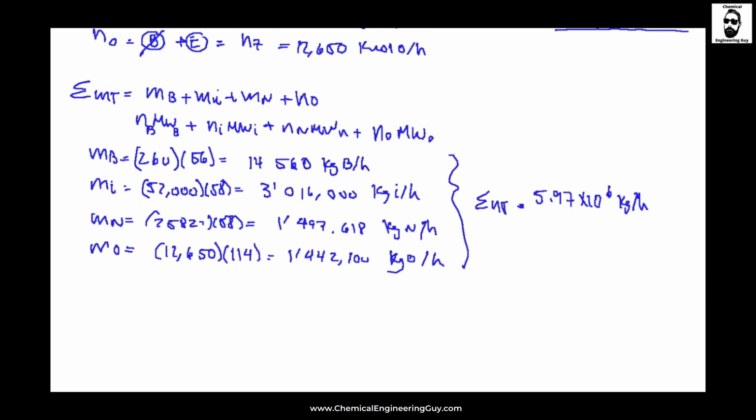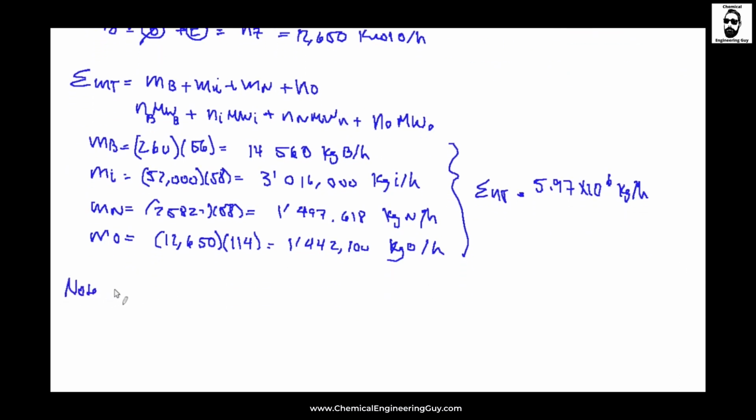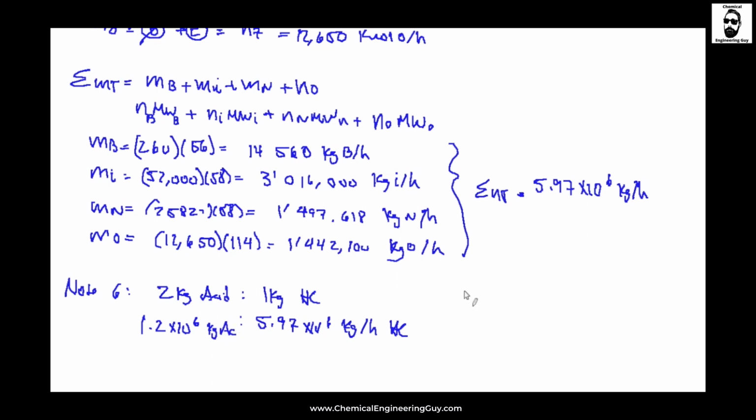So good. Now let's get back to note 6, which tells there are 2 kilograms of acid for every kilogram of hydrocarbons. So if I have 5.97 times 10 to the 6 kilograms of hydrocarbons, how much acid do I have? I only need to multiply times 2. So it's essentially 1.2 times 10 to the 6 kilograms of acid. So that's my recycle of acid. Oops, actually it's to the 7 power.